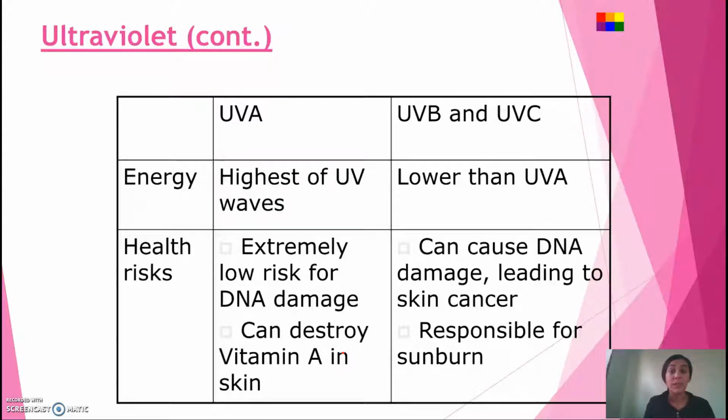The UVB and UVC have a lower energy than UVA. However, UVB and C have the possibility of reaching our troposphere, the part of the atmosphere that's closest to the earth. That's actually within 13,000 kilometers. And it can cause DNA damage, leading to skin cancer, and these two types of UV are responsible for sunburn.